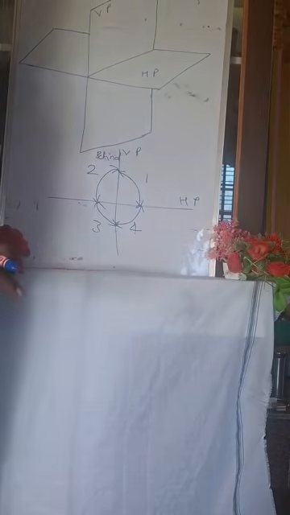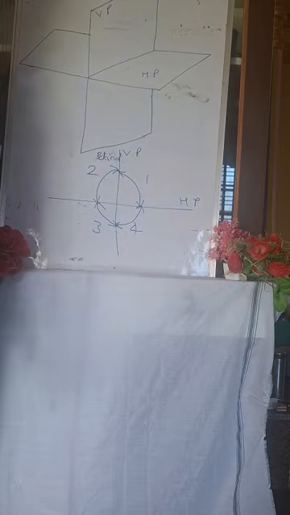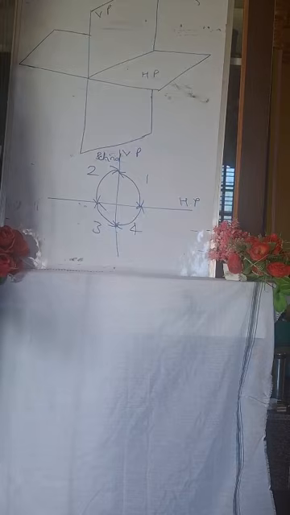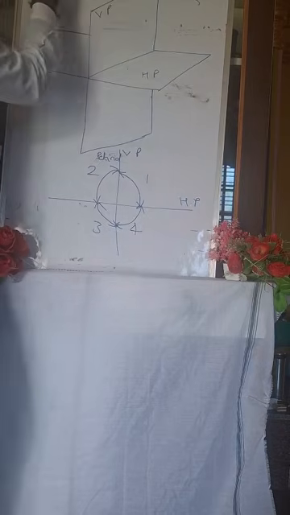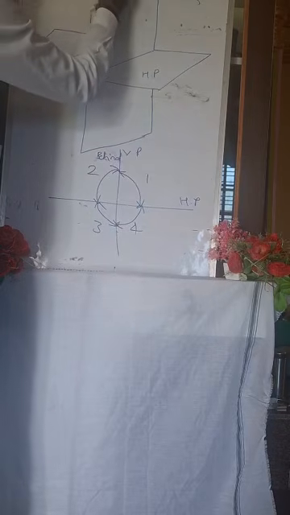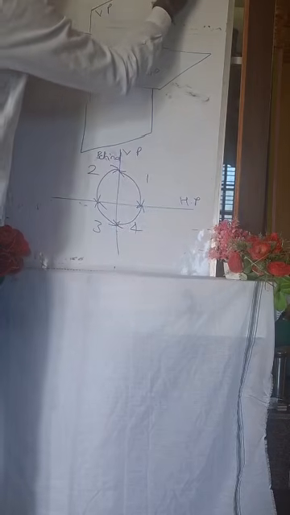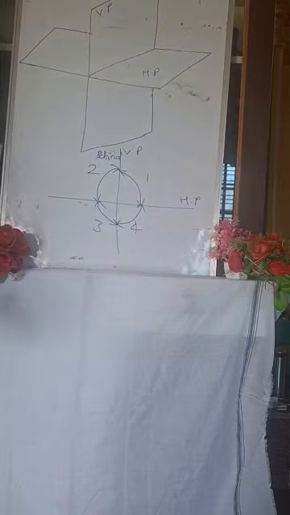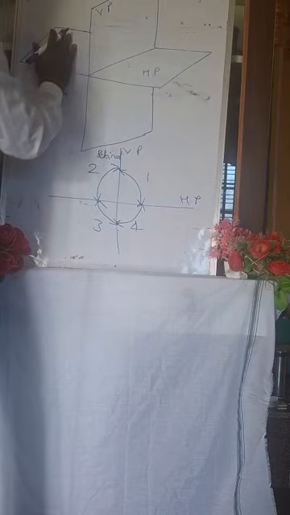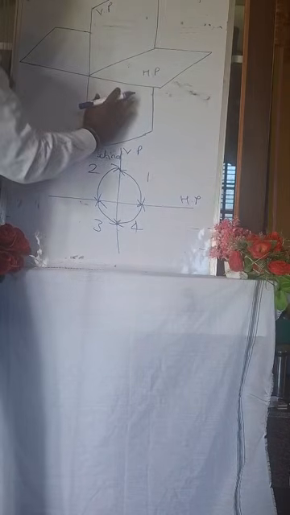See here, this will be explained regarding the coordinate system. This is called the coordinate system. This coordinate system has four quadrants: the first quadrant, second quadrant, third quadrant, and fourth quadrant.